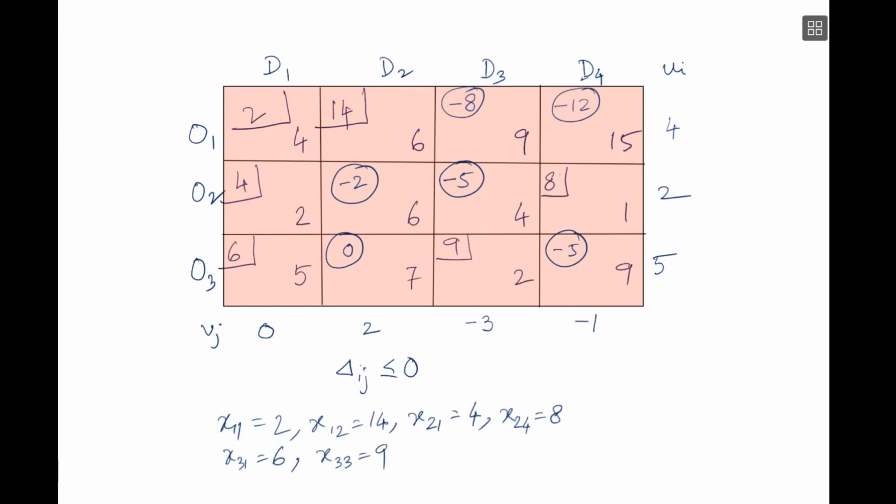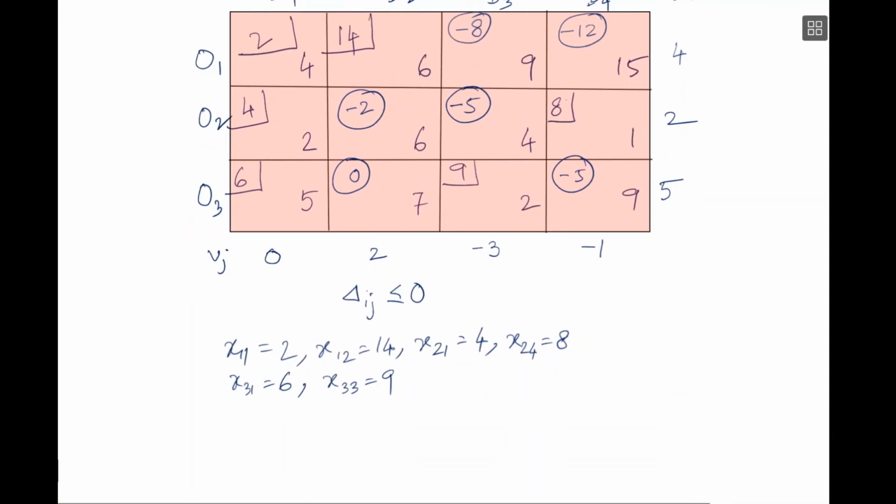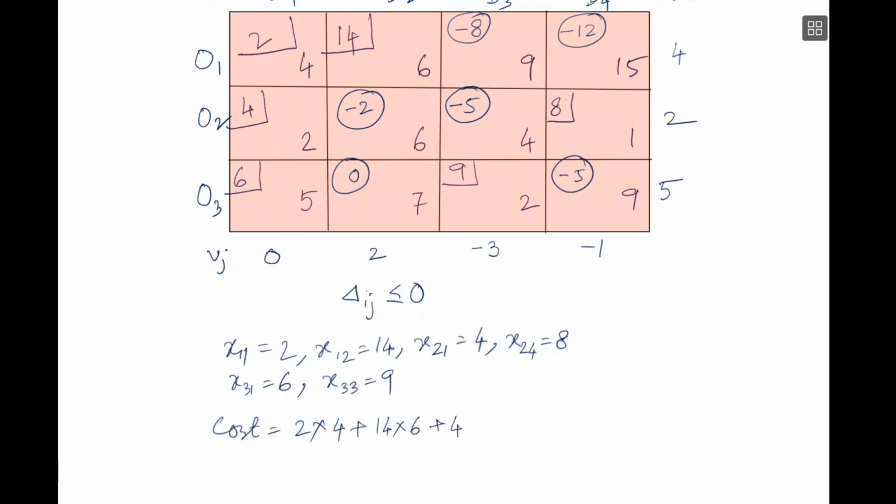Yes, and the cost of transportation is then 2 into 4 plus 14 into 6 plus 4 into 2 plus 8 into 1 plus 6 into 5 plus 9 into 2 equals, how much? 8 plus 84, that is 92, plus 8, 100, 108 plus 30, 138 plus 18, it is 156, which is same as the cost we obtained in the solution through Vogel's approximation method or matrix minima method.